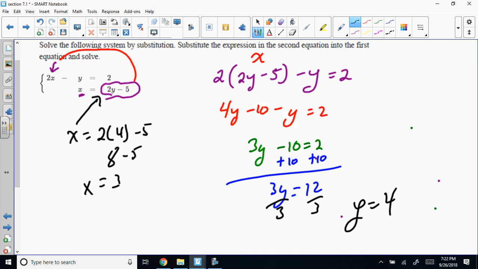Now, I can't leave it like that. No way, no how. I have to represent my answer as an ordered pair because, folks, when you solve and the variables don't drop, then you're solving for an intersection, and that intersection is a point, and that point contains an x and a y coordinate. So always make sure that you're putting it as an ordered pair. Any questions on that?